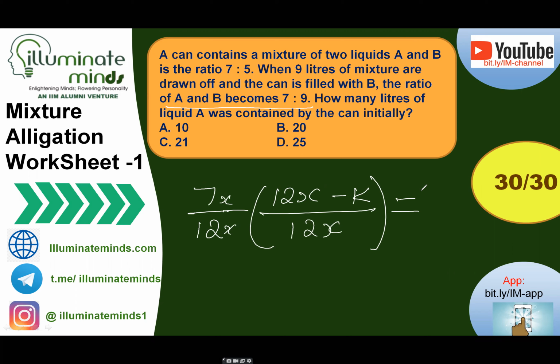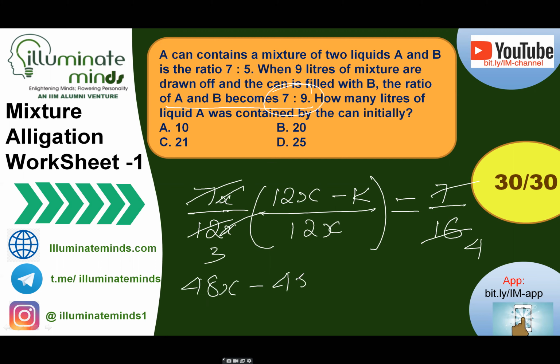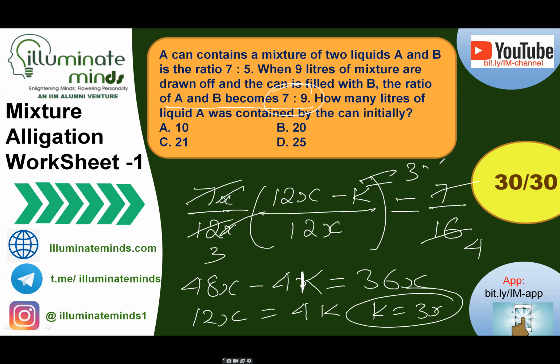So that means again what? Present A upon initial A. Present A is 7 and the total A is 7 plus 9, 16. I think we solved a similar question then. Same as this. So 7 gets cancelled. 3 and 4. Correct. So that becomes 48x minus 4k is equal to 36x. 12x is equal to 4k. k is equal to 3x.